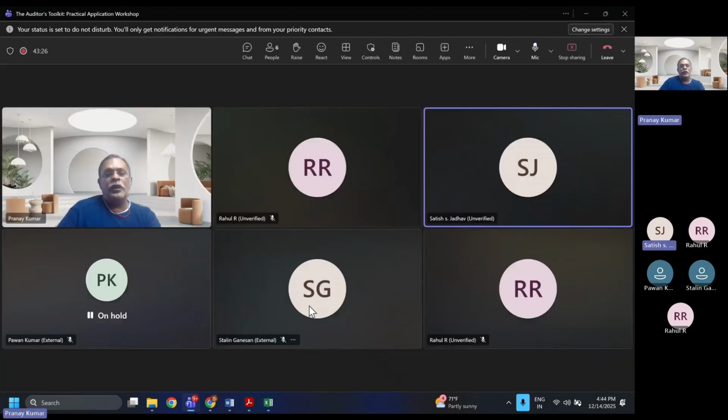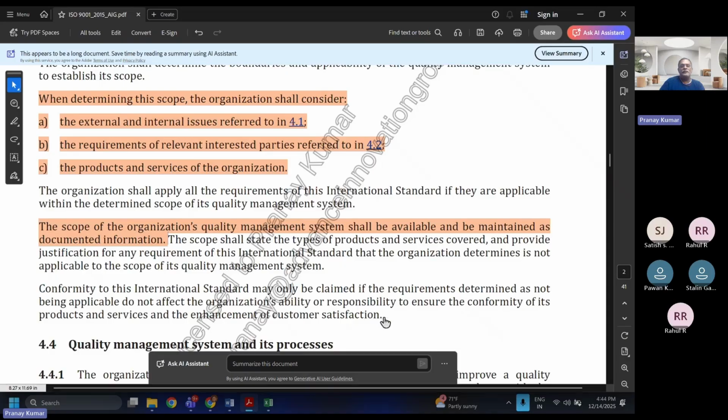Again, quality management system, you can do the same thing, copy paste the standard. Yeah.